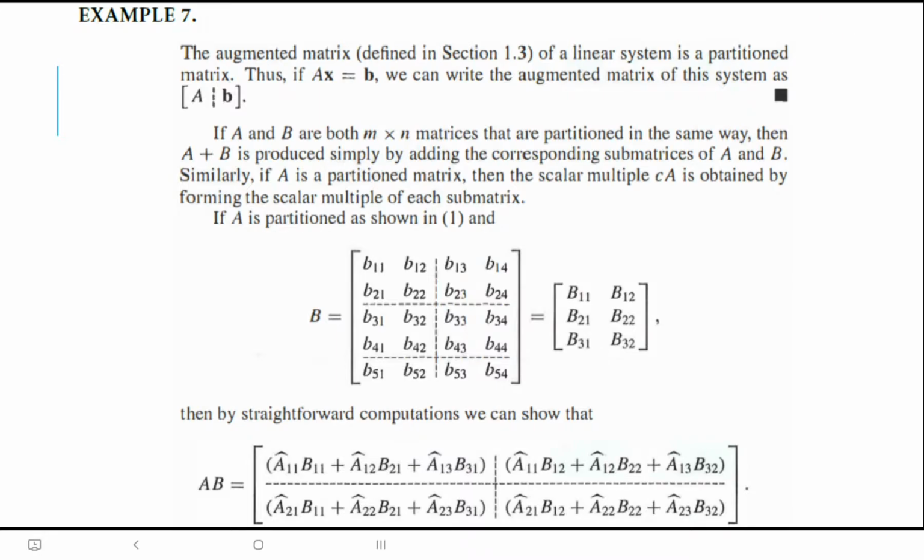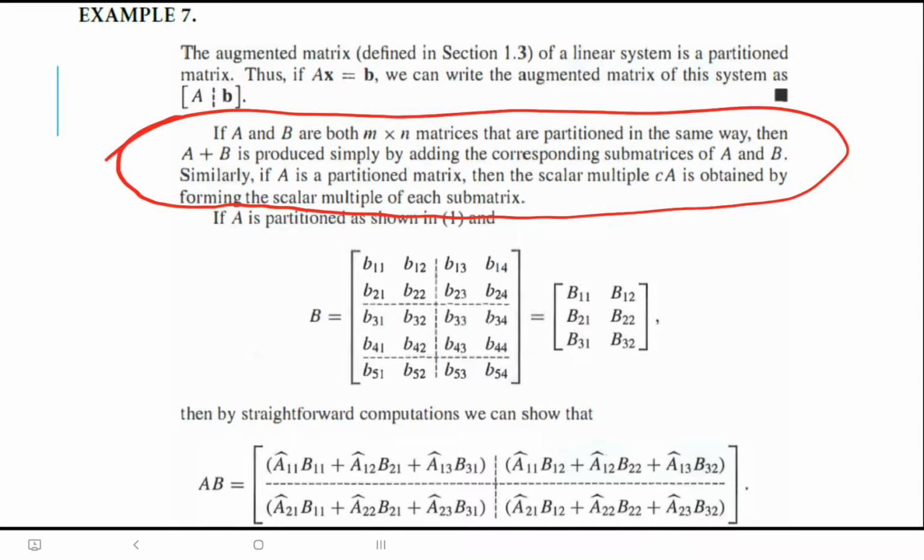Okay, so dito sa paragraph na to, kung si A at saka si B ay pareho ng pagkaka-partition and then pareho sila ng size, pag inadd natin si A at saka si B, pwede natin makuha si A plus B by adding the sub matrices. So, for example, i-add natin si A plus B ay na-partition as a 2 by 2.